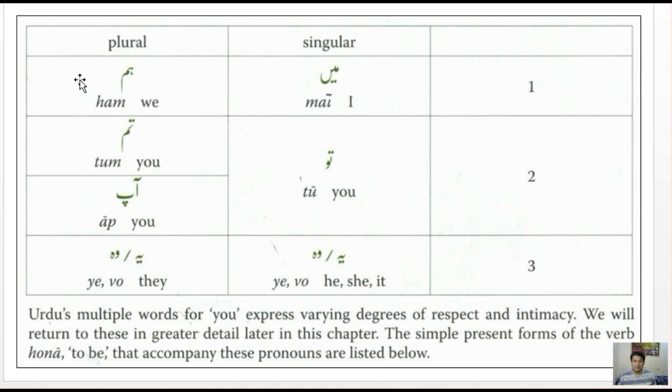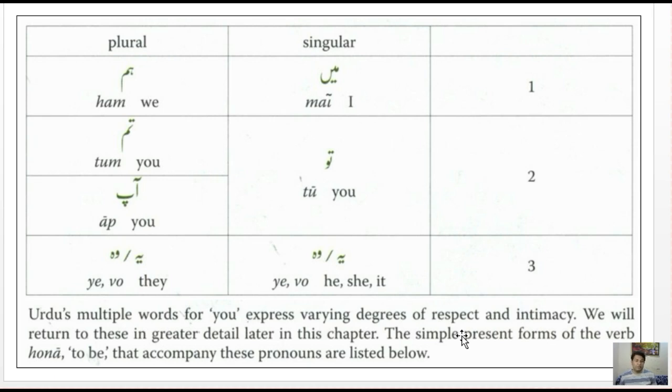Second person pronoun singular is you. In English, singular and plural are the same, but in Urdu we have three variations of you. Tu is singular you, and there are two plurals of tu in Urdu. First is tum, and the second is aap. For the third person in English, we have he, she, it, and they in plural form, but in Urdu we have two variations of it, ye and wo. And in plural form we have the same words for they, that is ye and wo.